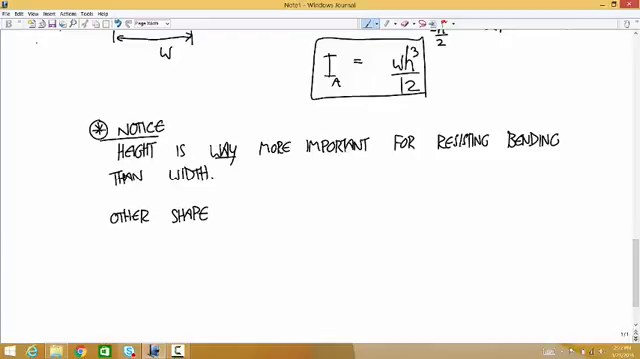Well, think about this. This is a beam, right? Is it more resistant to bending this way or this way? You know, so that's what this formula is telling you.